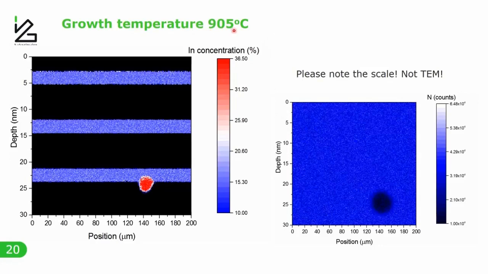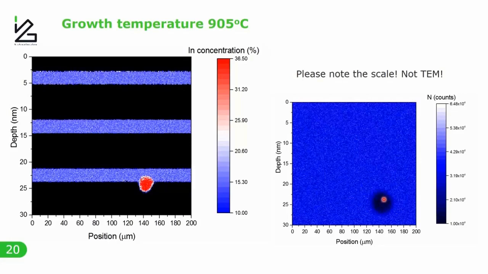At higher temperature, this is operating very well. You can see that the homogeneity of these quantum wells is very, very good. However, in the bottom quantum well, we can see some metallic indium precipitation, which is additionally confirmed by the depletion of nitrogen in the same region.